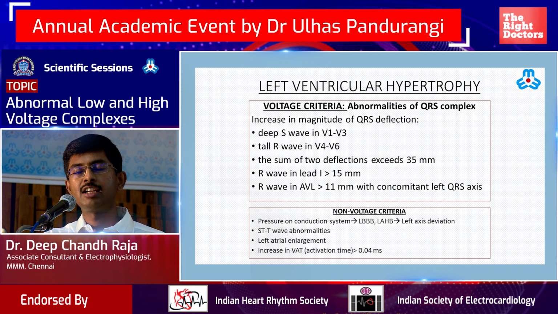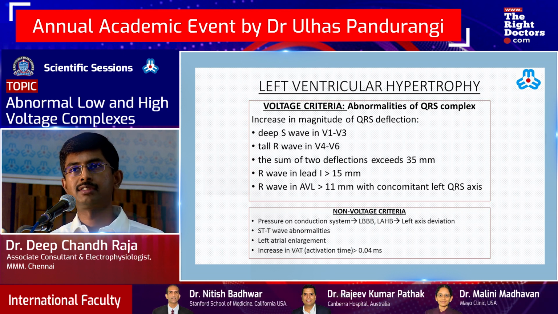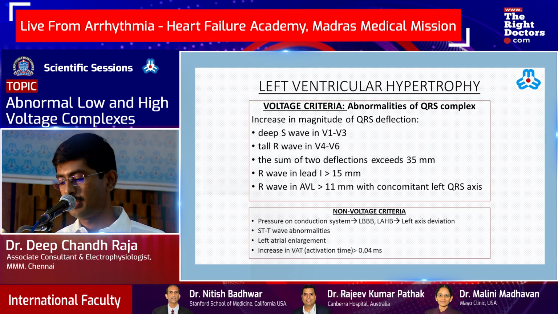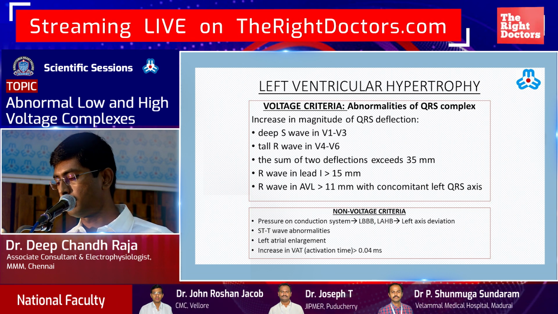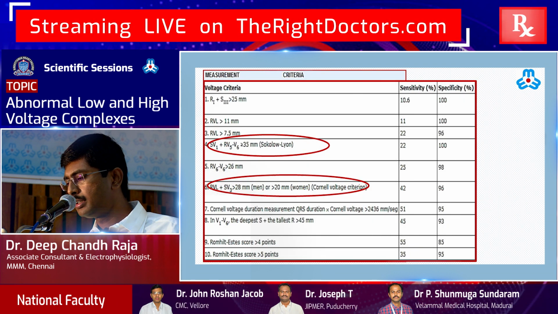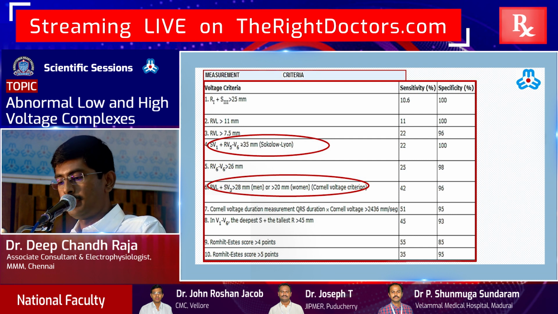So that results in a left anterior hemiblock pattern. Hence your axis shifts, resulting in a left axis deviation. Then ST-T changes, left atrial enlargement, and an increase in the ventricular activation time of more than 40 ms. So these are the non-voltage criteria for left ventricular hypertrophy.